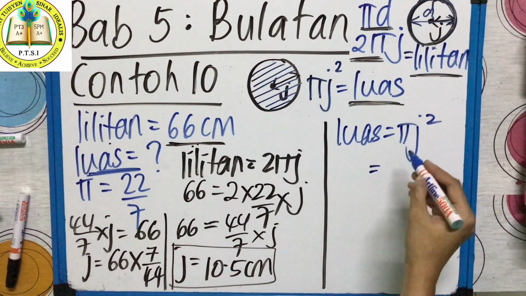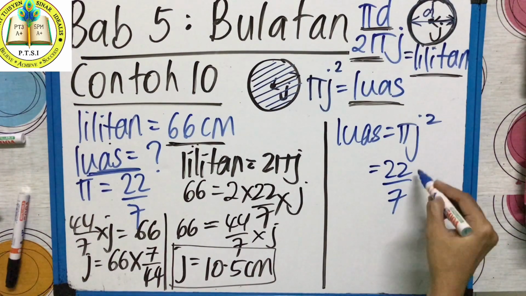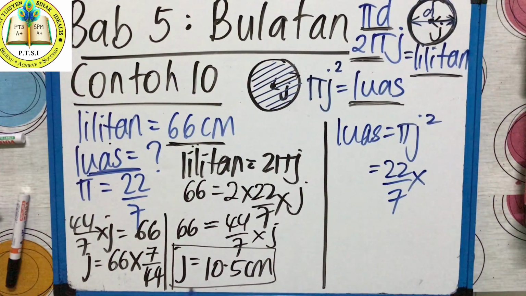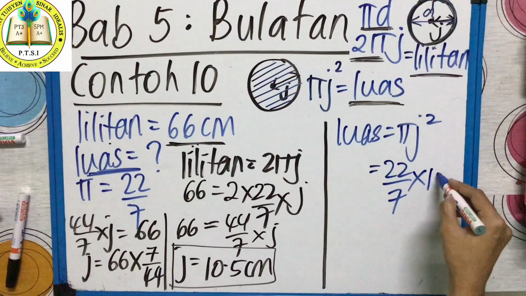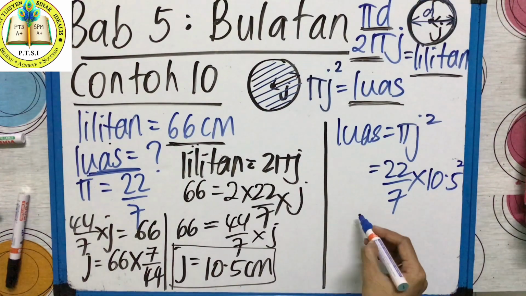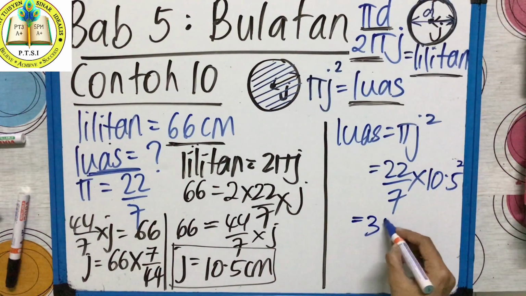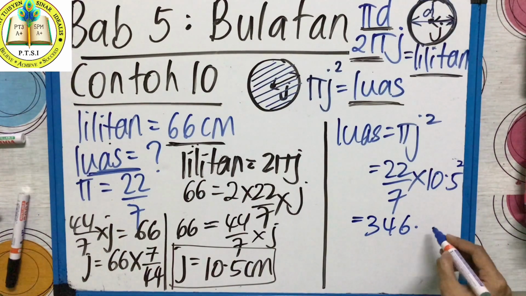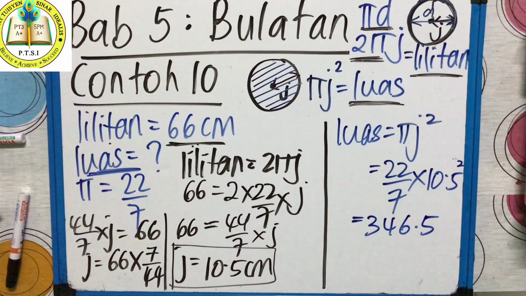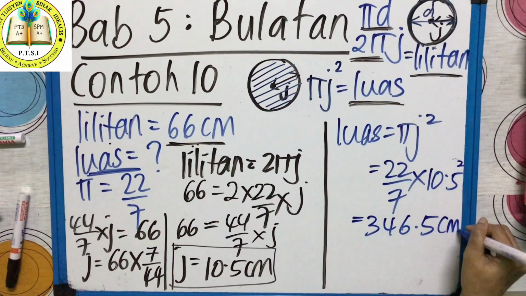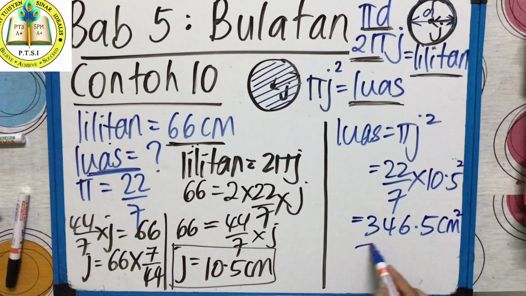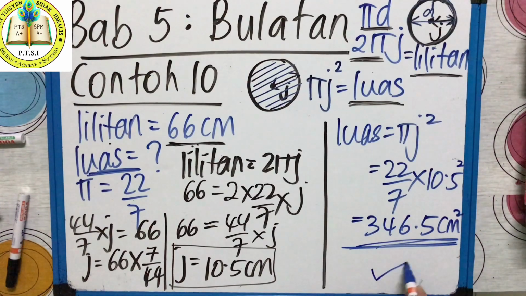So luas equal pi, they gave you 22 over 7 times jejari kan kamu sudah dapat 10.5. So 10.5 kuasa 2, tekan calculator. You get 346.5. Apa unit untuk luas? What is the unit for area? cm kuasa 2. Finish. You already get the luas.